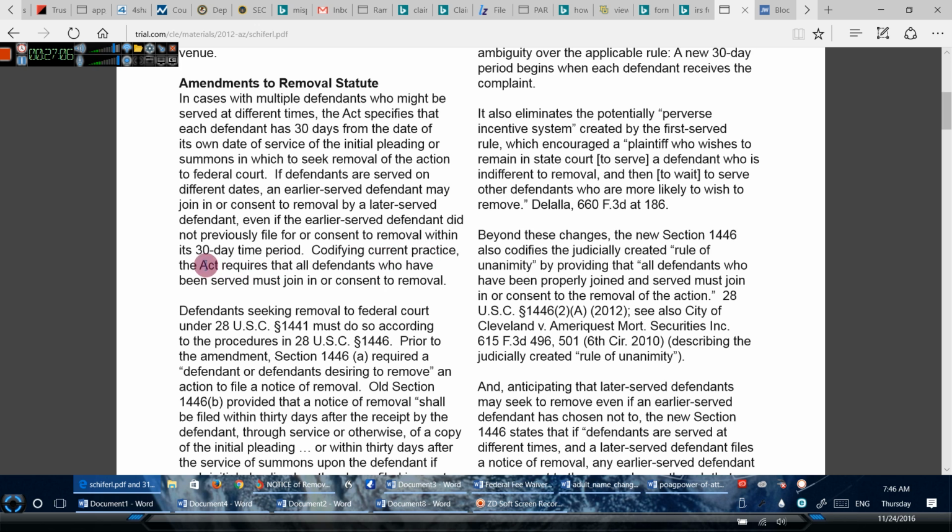Codifying current practice, the Act requires that all defendants who have been served must join in and consent to the removal. Ladies and gentlemen, that's what they did to y'all. If they make it multiple defendants, what they're going to do is say, hey, you can't do a removal by yourself. See, in the past, people used that to really slow things down. So now they're saying all the defendants have to agree. No, they don't. You get it separated. You get yourself removed as a separate party. Why? Because you guys didn't join in no conspiracy. The plaintiff named you all together. That's not your fault. Okay?